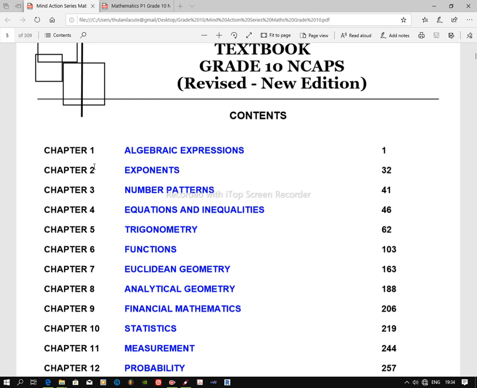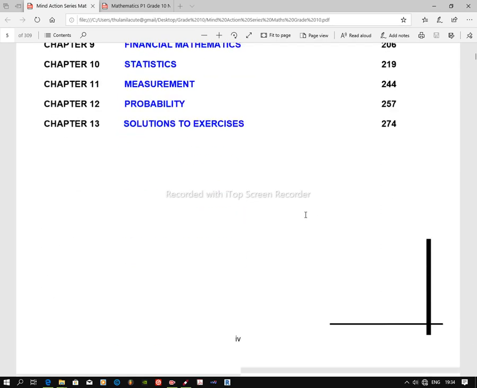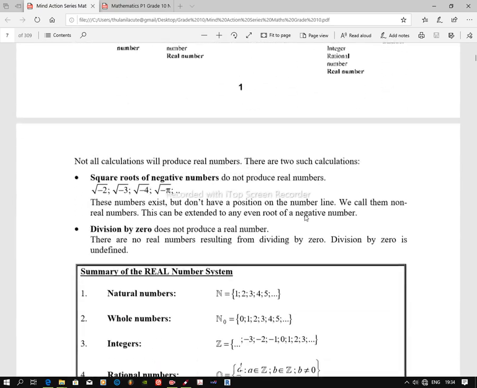We are going to focus on chapter 1, which is algebraic expressions, and later on we are going to look at chapter 2, exponents, as well as the number patterns. But I'm not going to follow this content in this order, you understand. Maybe in the next video I will be doing chapter 6, functions, trigonometry, chapter 5, inequalities, equations. So without any waste of time, let me just start with the algebraic expressions.